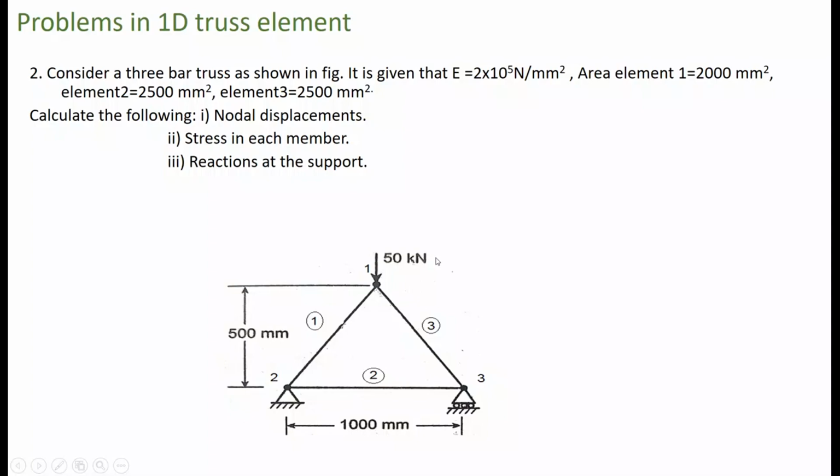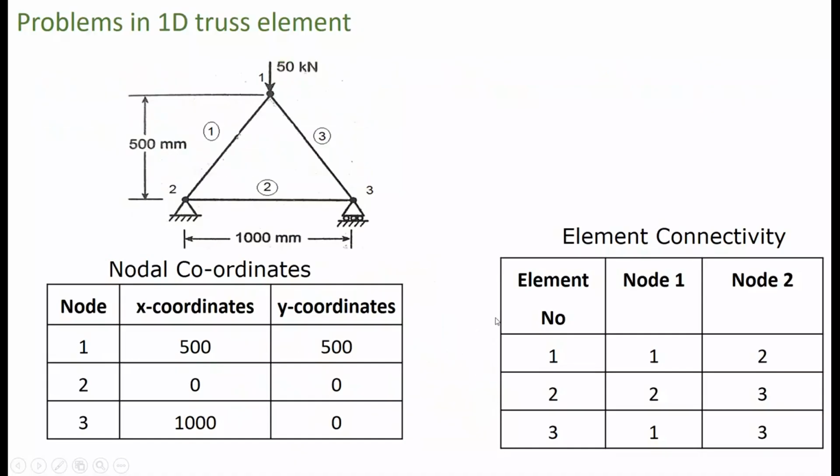It will be converted into Newton, meaning 50 into 10 to the power 3. That is called F2. F1, F3, F4, F5, F6 will be 0. So that will be mentioned here.